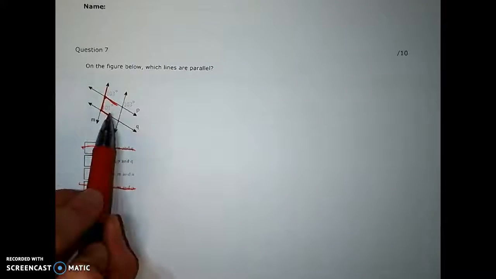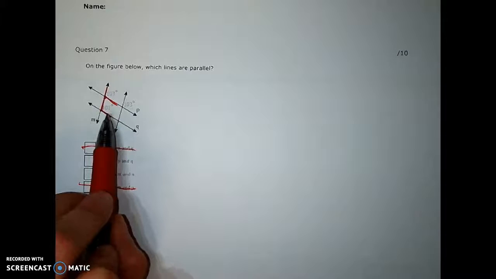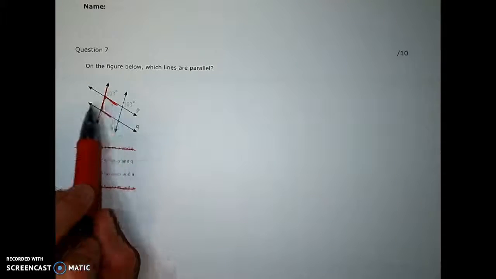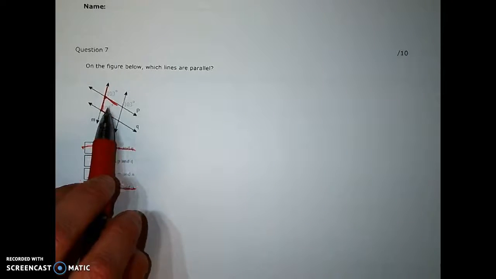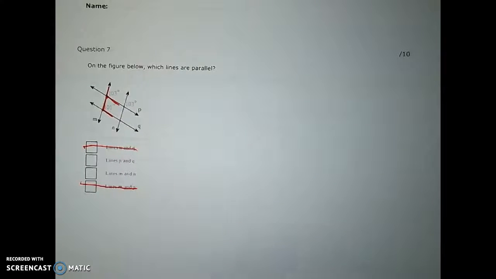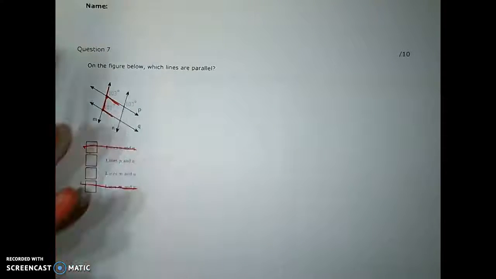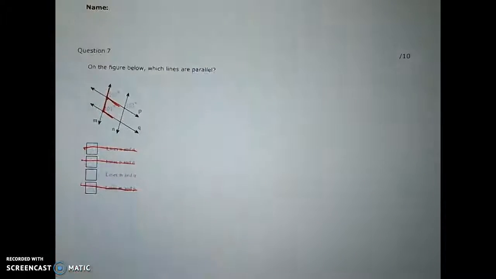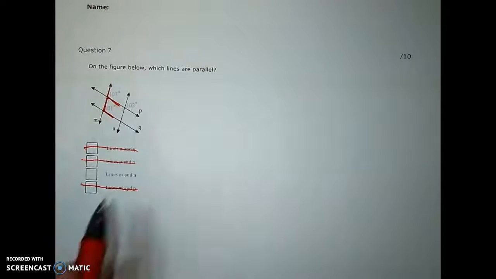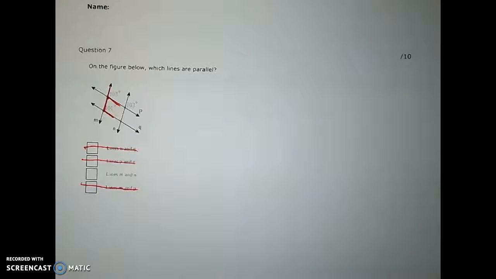Now if we look at the angle measures, the angles formed by the transversal with P and Q are 101 and 103. And because they're not congruent, that shows me that those lines are not going to be parallel. Now if we look at the last one, lines M and N, obviously those are going to be parallel because it's our only choice left.